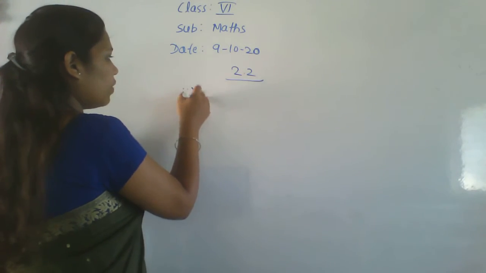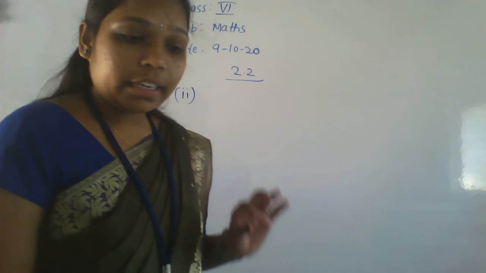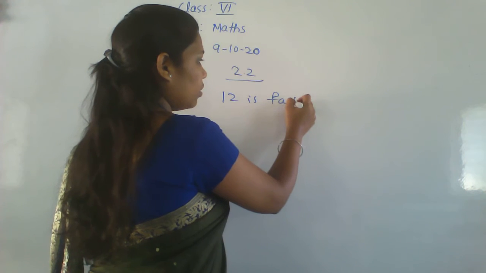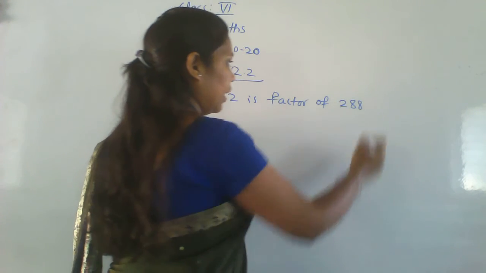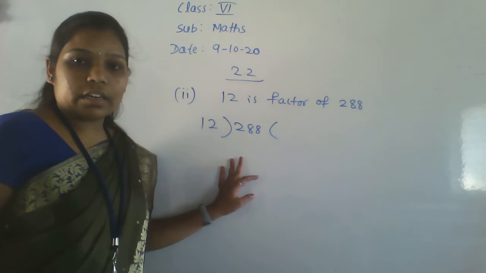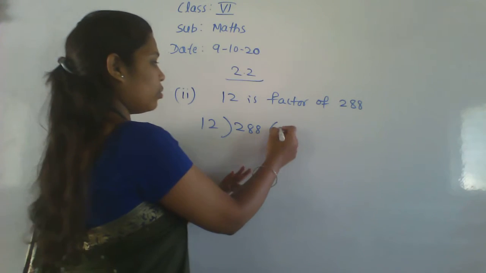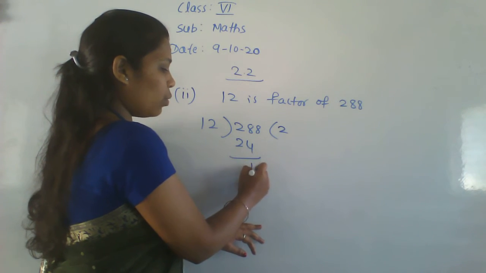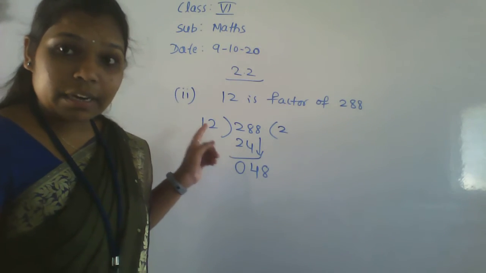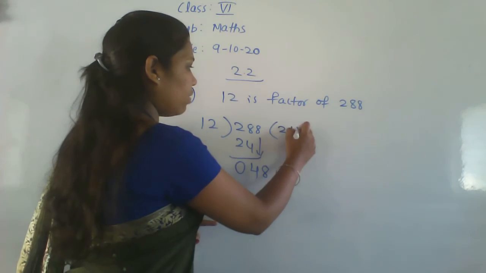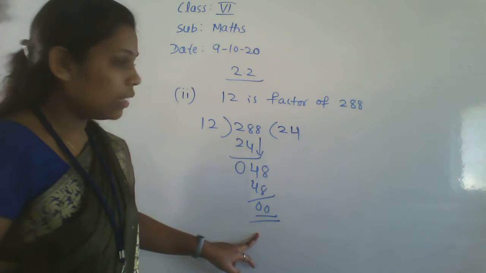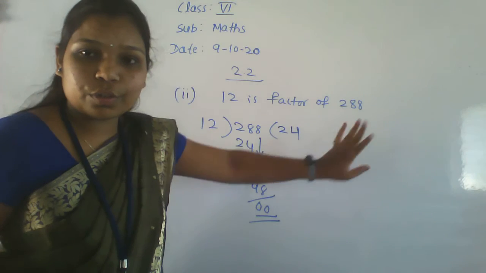The second one: find whether 12 is a factor of 288. Now divide 288 by 12. 12 ones are 12. 12 twos are 24. 8 minus 4 is 4. Here 0. Now take 8. Is 48 in the 12 table? Yes, 12 fours are 48. What is the remainder here? The remainder is 0. Then 12 is a factor of 288.